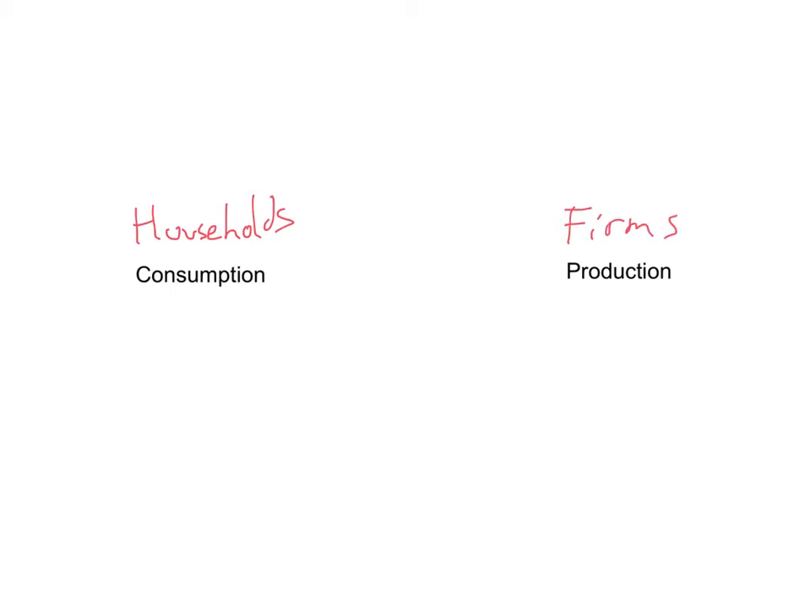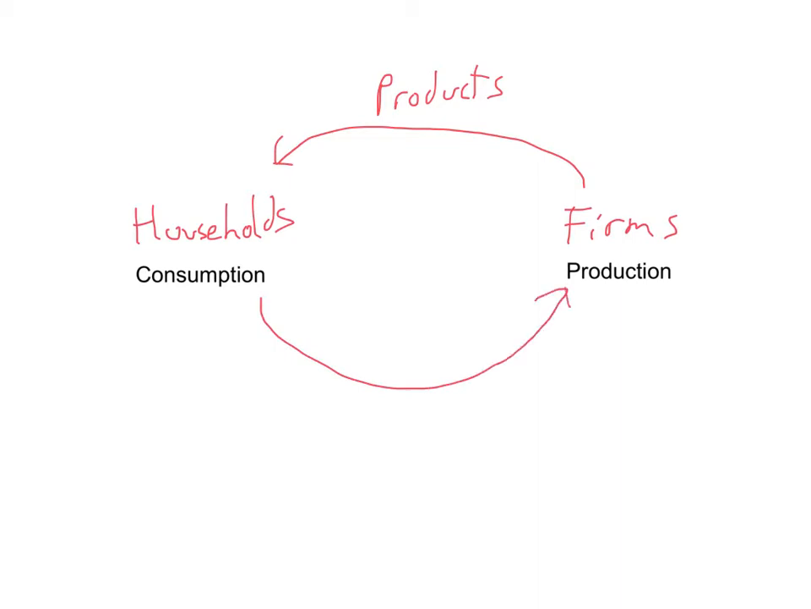Now these two different things are going to trade with each other. So we know that households, if they're going to consume, they must be getting products from firms. But how do firms produce anything? Well, they need factors of production. And where do those come from? We're going to say they come from households. These are factors of production. So households trade factors of production to firms, and firms turn those factors of production into products, goods, and services that they then trade back to households.